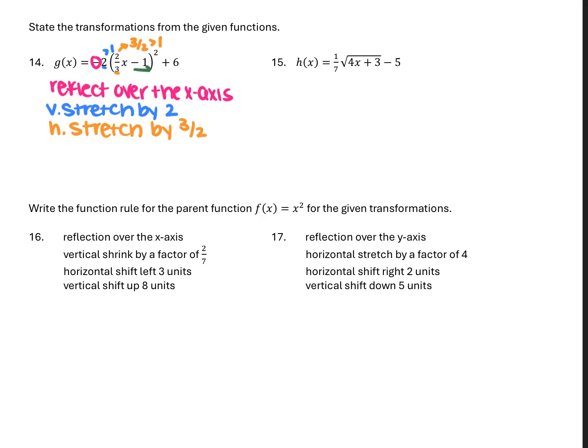Next, your -1 is opposite of what you think since it's on the inside still. So that means we're going to the right 1 unit. And that +6 on the outside means we're going up 6 units.